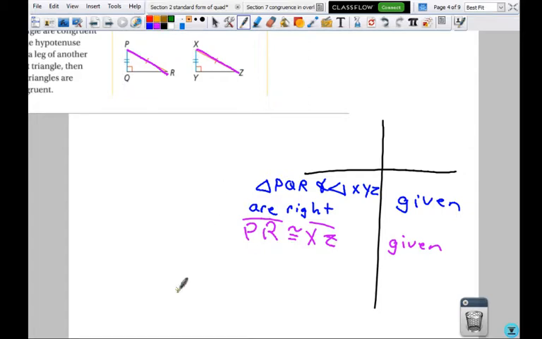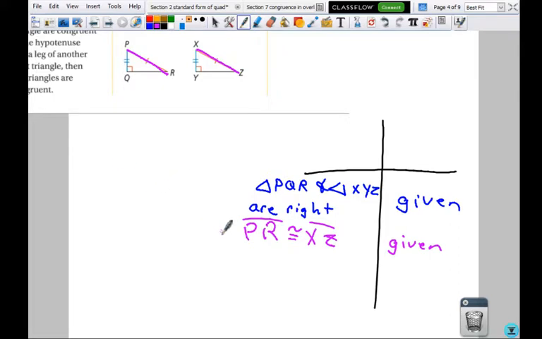You taking notes, Quana? So I got PR and XZ. Those are my hypotenuses. Is your pad broken? Like your little... it's out of batteries, yeah.